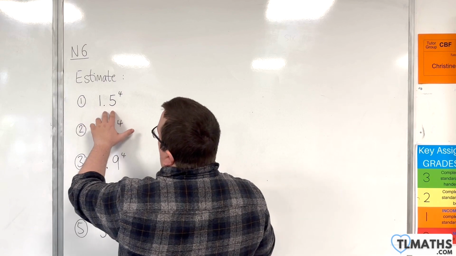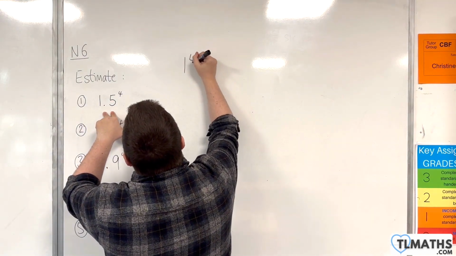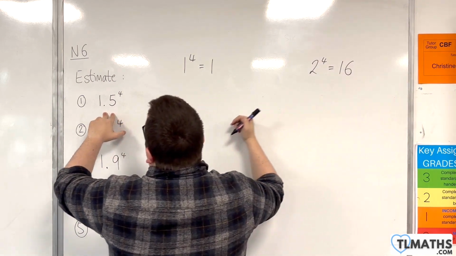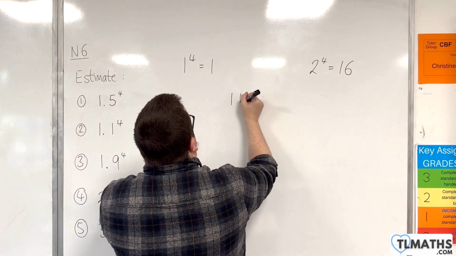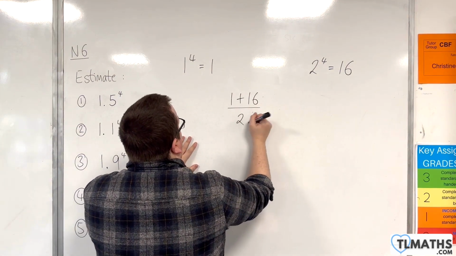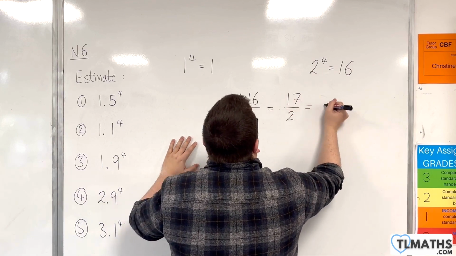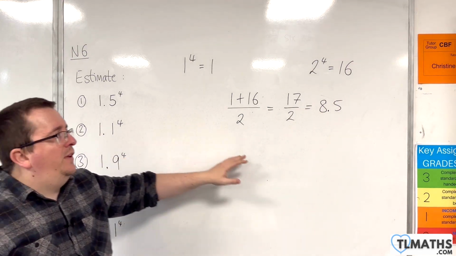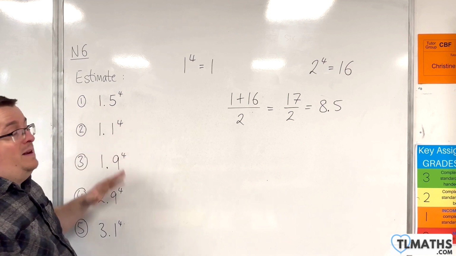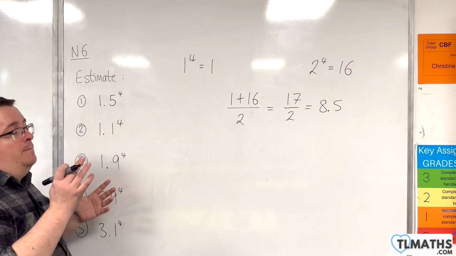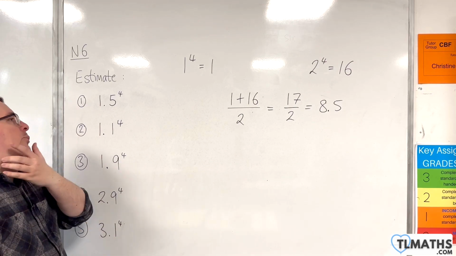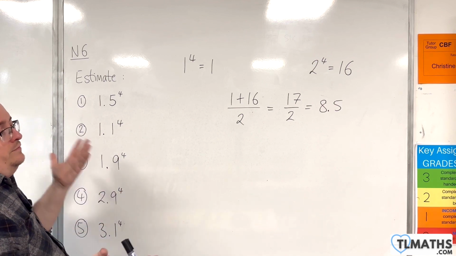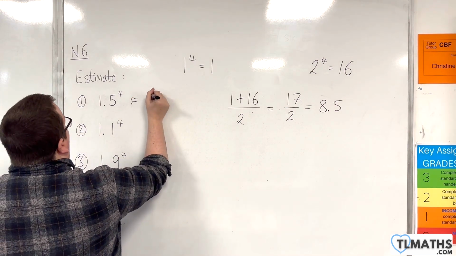So 1.5 to the power of 4 is somewhere between 1 to the 4, which is 1, and 2 to the 4, which is 16. Now, halfway between 1 and 16 would probably be a good shout. 1 plus 16 divided by 2 is 17 divided by 2, which is 8.5. But we know from the previous video that this is not just an overestimate, but because it's in the middle between 1 and 2, the difference here could be quite large. So it could be 2 or 3 units too large. So I'm going to say it's approximately equal to 6.